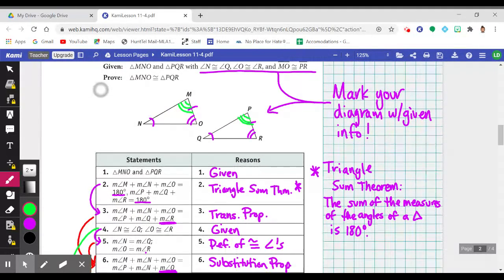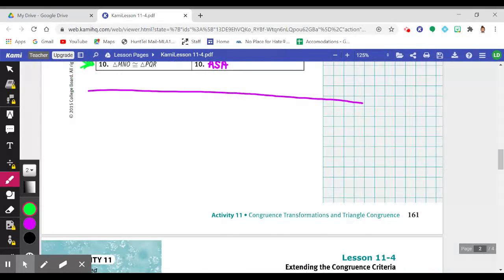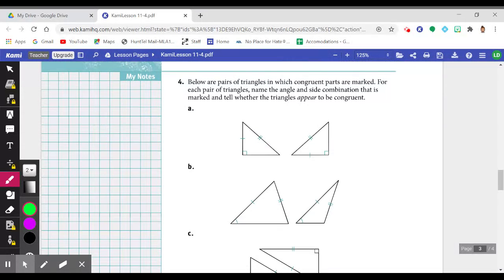So we can use other postulates, other theorems to prove new ones true. And we've seen that a lot in geometry this year. Now, if you would, let's take a look at number 4. Below are pairs of triangles in which congruent parts are marked. For each pair of triangles, name the angle and side combination that is marked and tell whether the triangles appear to be congruent. So take a second.